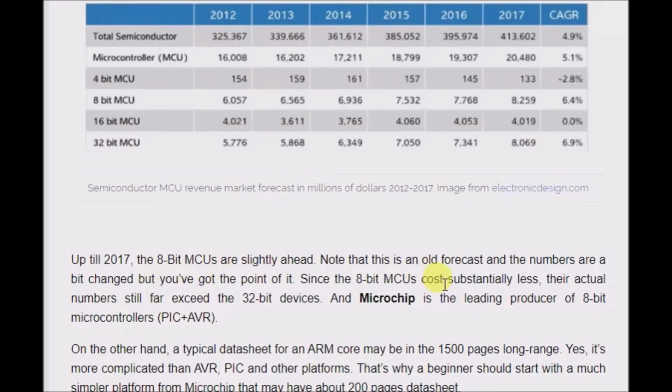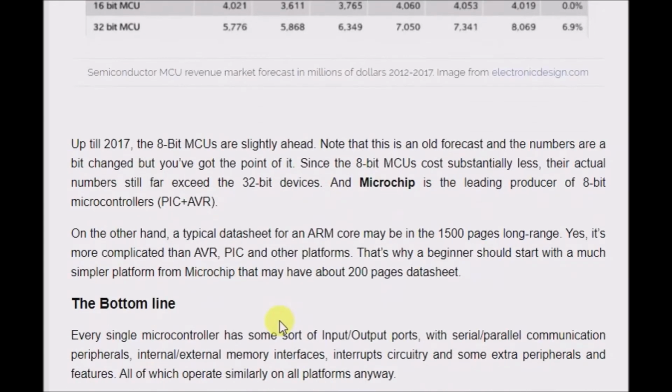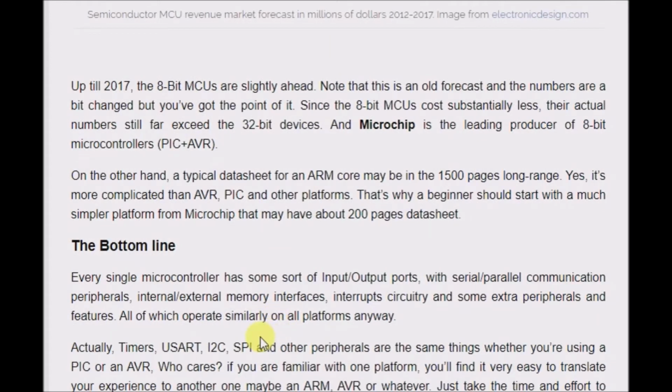Note that this is an old forecast and the numbers are a bit changed, but you've got the point of it. Since the 8-bit MCUs cost substantially less, their actual numbers still far exceed the 32-bit devices, and Microchip is the leading producer of 8-bit microcontrollers, PIC plus AVR. On the other hand, a typical datasheet for an ARM core may be in the 1500 pages long range. Yes, it's more complicated than AVR, PIC, and other platforms. That's why a beginner should start with a much simpler platform from Microchip that may have about a 200 pages datasheet.